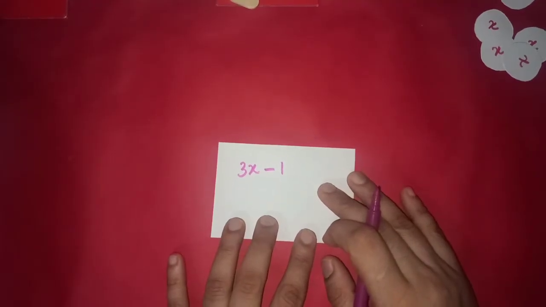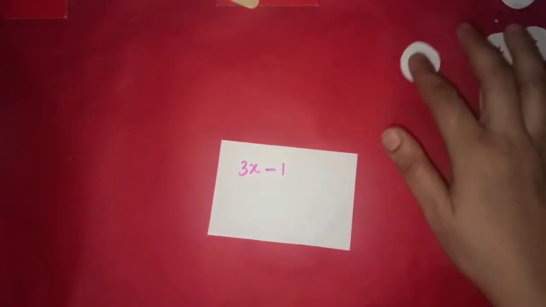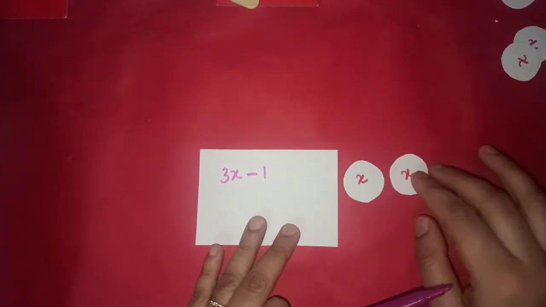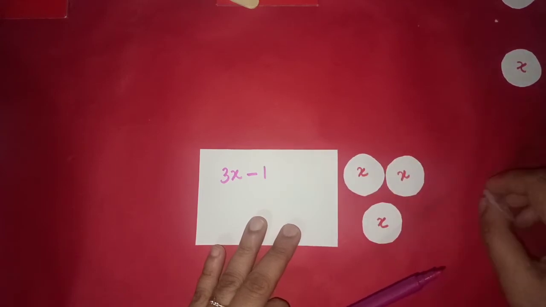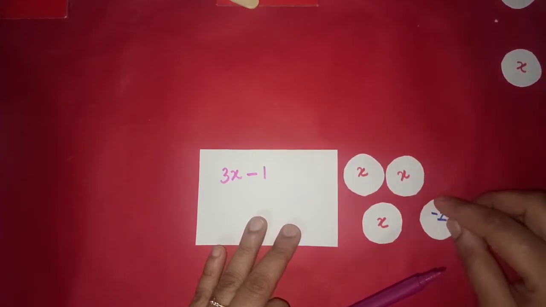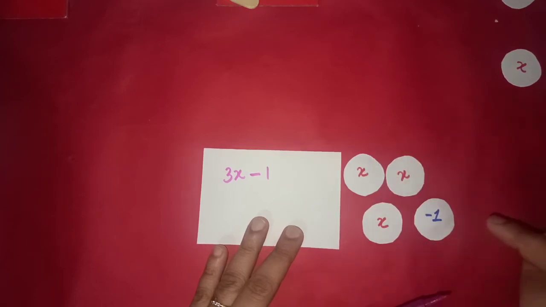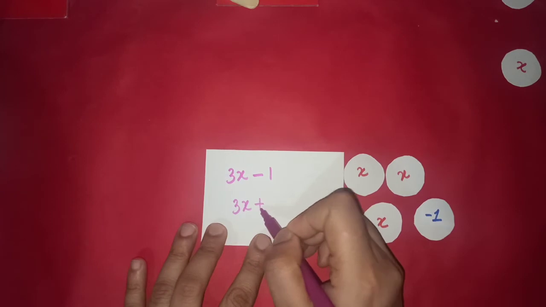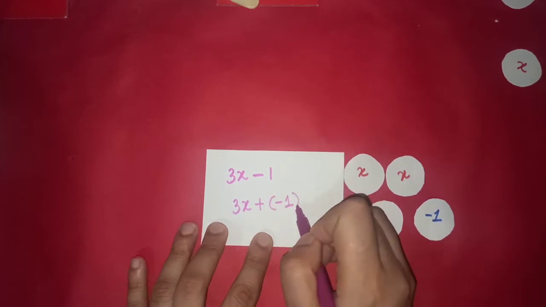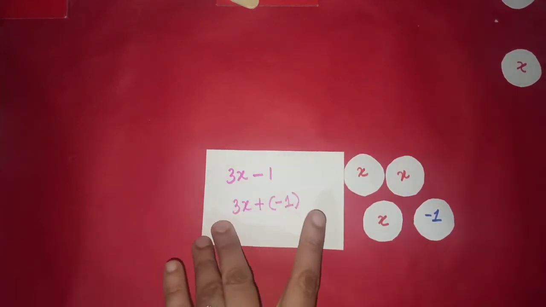Now let's understand how to represent 3x minus 1. We need 3 x's. This is 3x and we need a negative 1. So when we add these, we get 3x plus negative 1. So we get 3x minus 1.